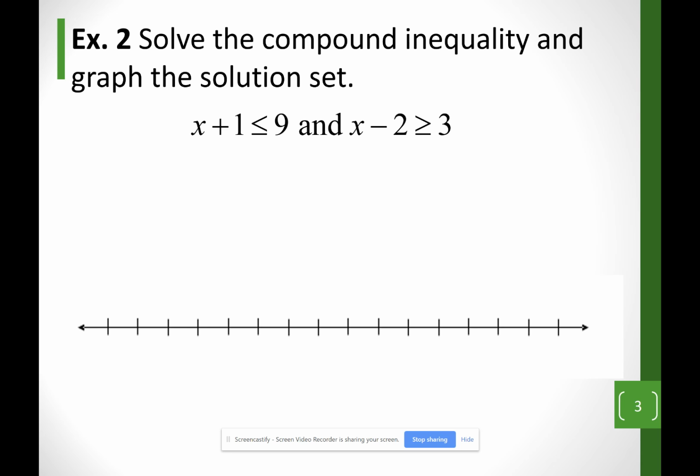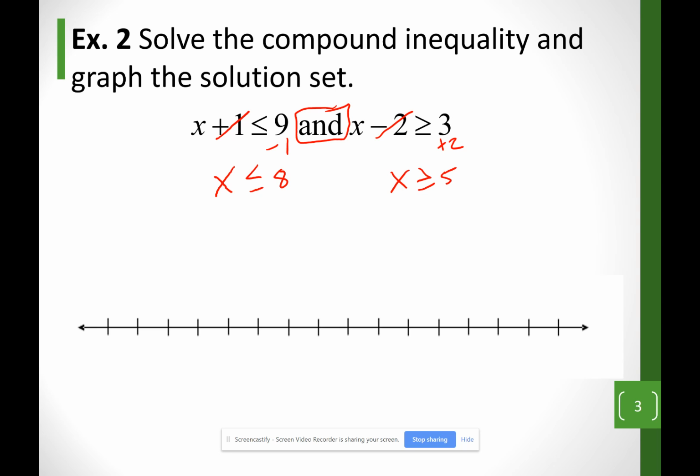Now let's take a look at inequalities. When we have two inequalities and we're going to have an intersection, we're going to have the word and. Let me solve the first inequality. I'm going to subtract 1 on each side, so I get x is less than or equal to 8. I can easily graph that one. Looking at the other, if I add 2 to each side, I get x is greater than or equal to 5. I see my numbers are 5 and 8.